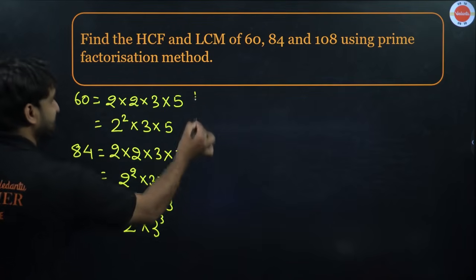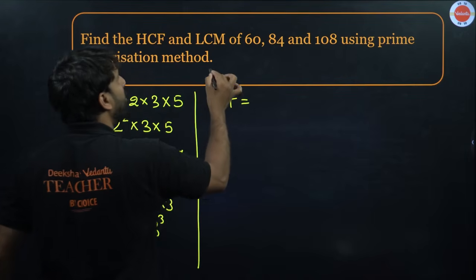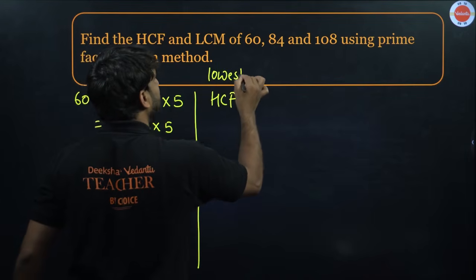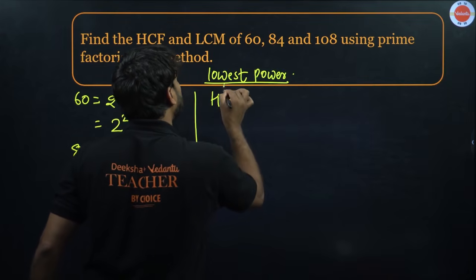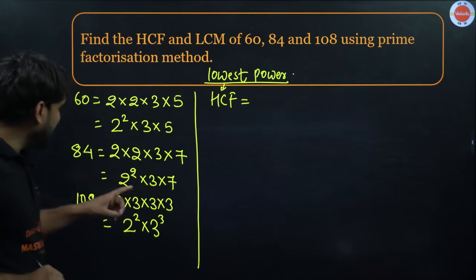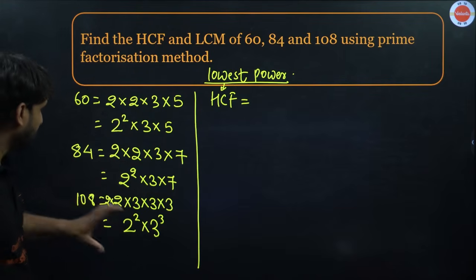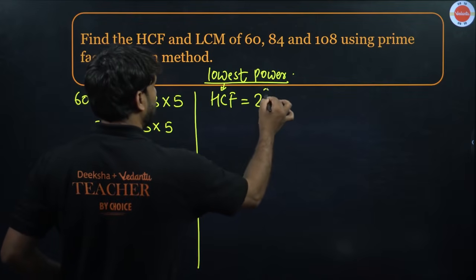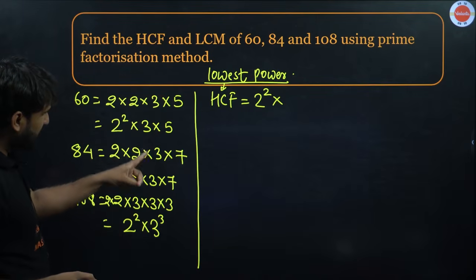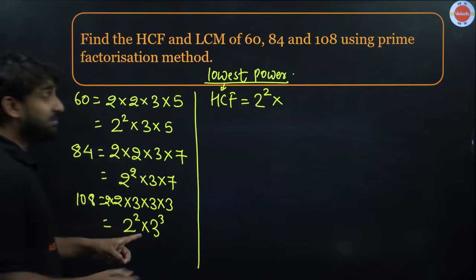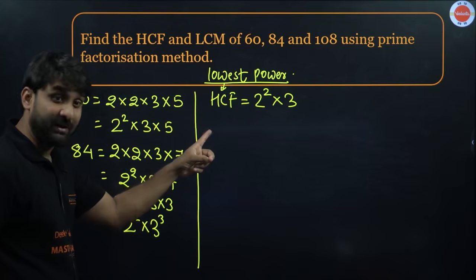Now find out the HCF. I have already told you, my dear champion, for HCF always take the lowest power. If we talk about 2, it is 2 to the power 2 here, here, and here. So 2 to the power 2 will come because it is present in all three. For 3, we have 3 to the power 1, 3 to the power 1 and 3 to the power 3. Which will be considered? 3 to the power 1, the lowest power, because we are finding HCF.